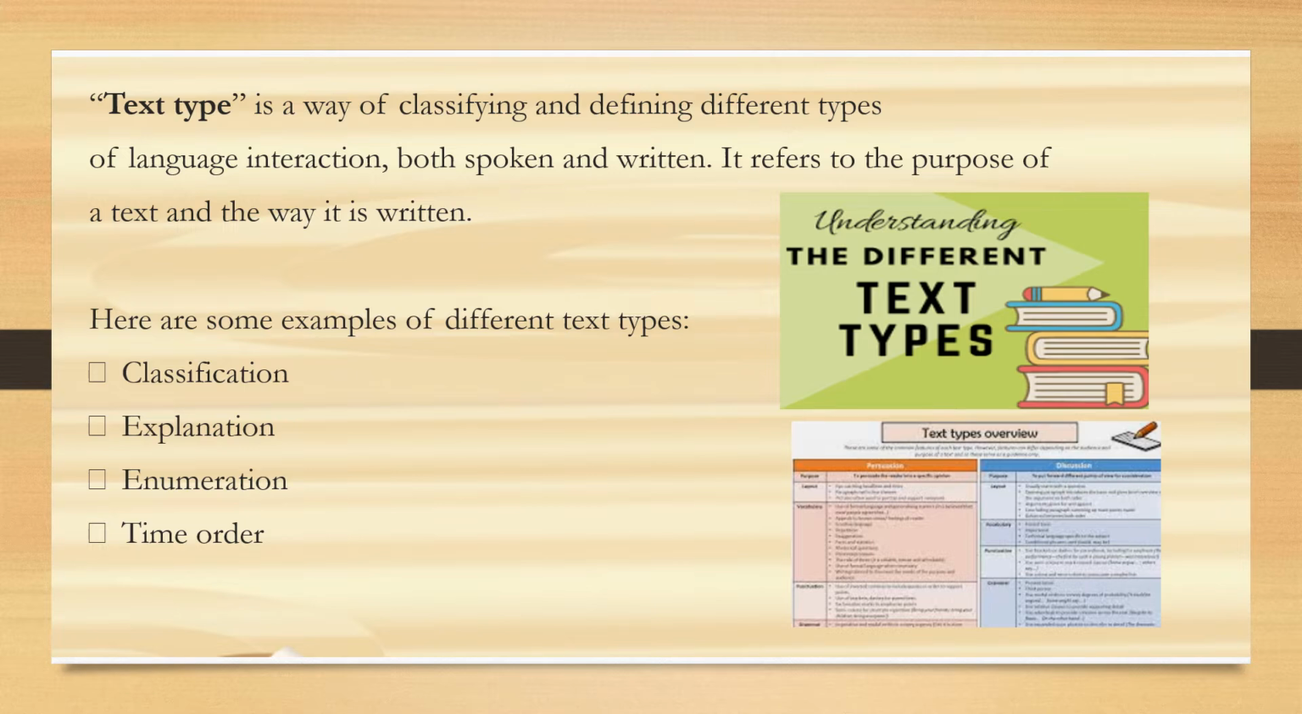Texts are written for a variety of purposes using different forms and standards of composition. These forms of writing are known as text types. The phrase text type is a way of classifying and defining different types of language interaction, both spoken and written. It refers to the purpose of a text and the way it is written. Here are some examples of different text types. We have classification, explanation, enumeration, and time order.